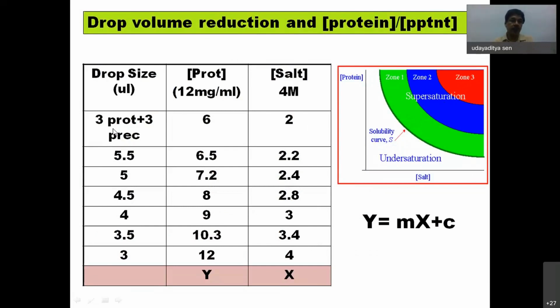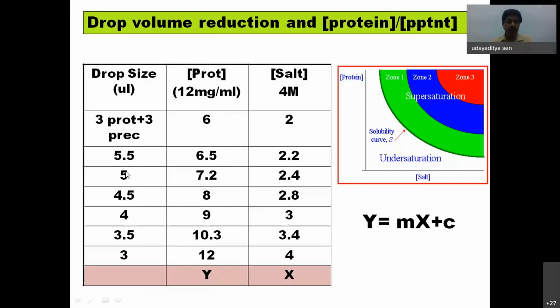Suppose you start with a drop with 3 protein and 3 precipitant, so your starting drop size is 6. If you start with 4 molar ammonium sulfate in the drop, the ammonium sulfate concentration will be 2 molar, protein concentration will be 6 molar. Say after some time the drop becomes 5.5, then protein concentration is 6.5, this is 2.2. When it becomes 4, protein concentration is 9, salt concentration is 3. With time, when it is 3, it is 12, 4.